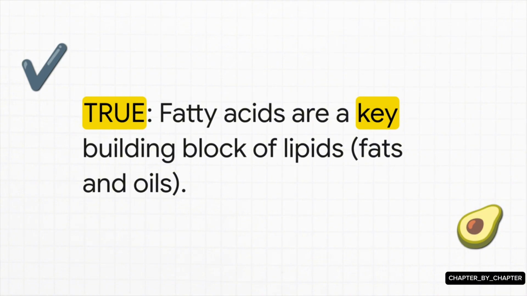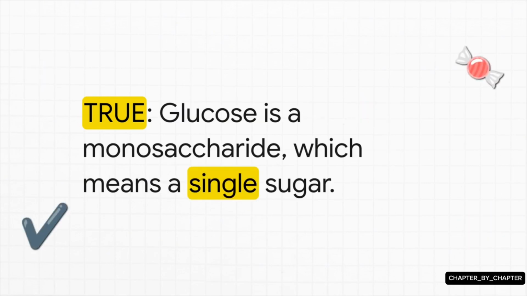Okay, statement A. Fatty acids are a type of lipid. True or false? That one is absolutely true. Lipids are just fats and oils, and fatty acids are their main building blocks. So far, so good. All right, what about B? Glucose is a monosaccharide. You bet that's true. Just break down the word. Mono means one, saccharide means sugar. Glucose is our classic, super important single sugar unit.